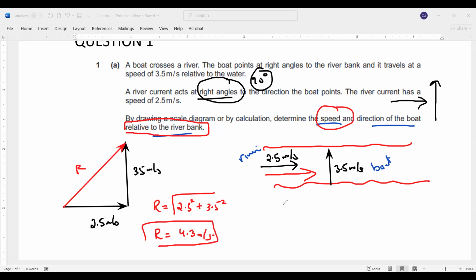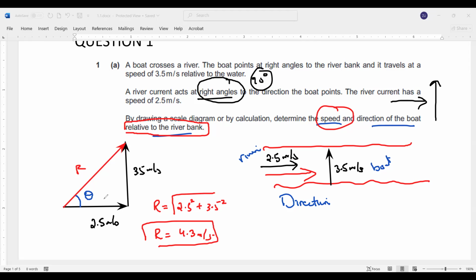Now, how to get the direction? This 4.3 is the total, the magnitude, the speed. Now, how to get the direction? I need this theta.